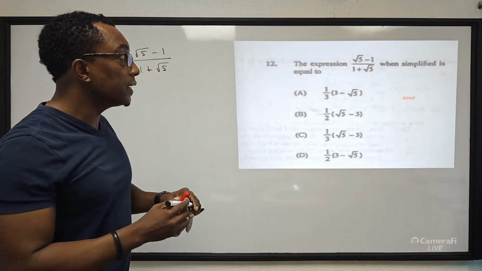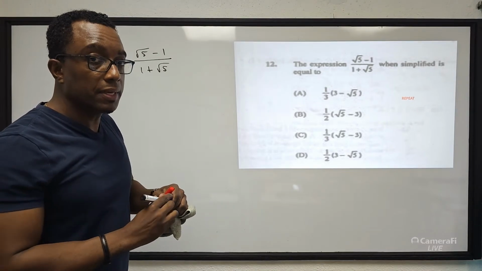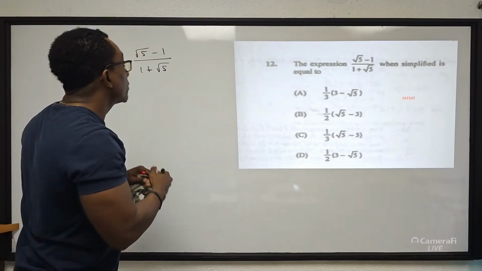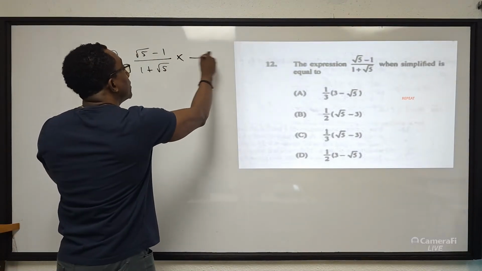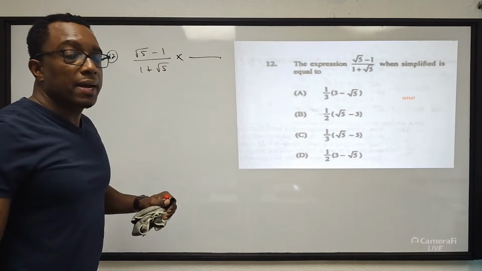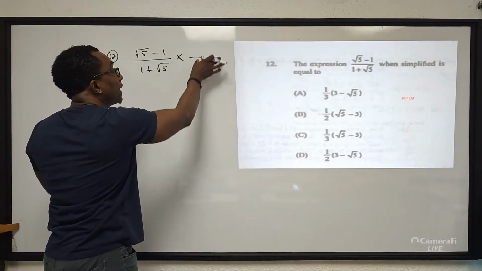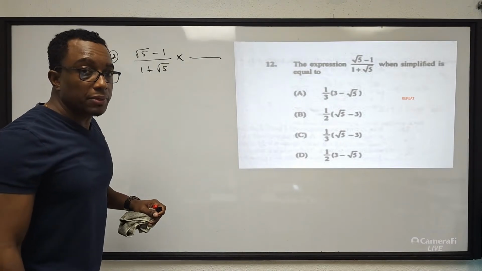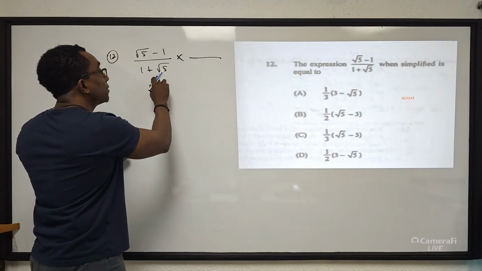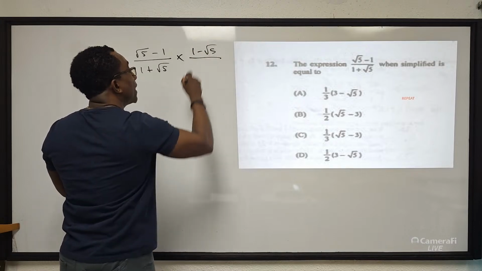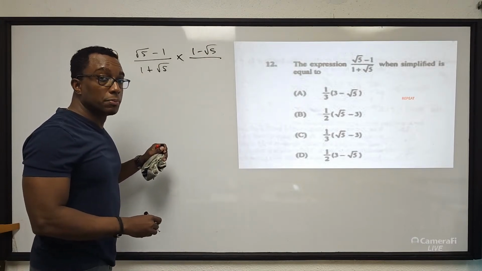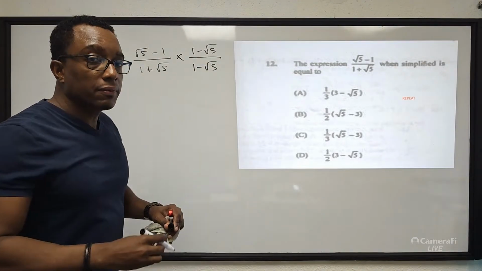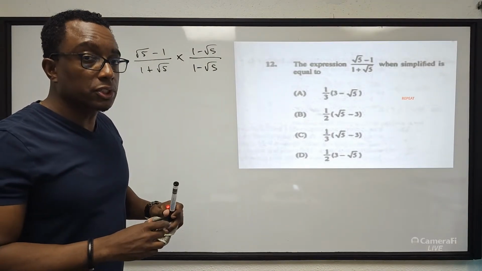Remember we have surds here and we never work with surds in the denominator. The surd in the denominator is the square root of 5. To remove it, we have to rationalize by multiplying this fraction by another fraction whose numerator and denominator will be the conjugate of this denominator. And what's the conjugate of 1 plus the square root of 5? It's 1 minus the square root of 5, which I write in the numerator of that fraction, and also in the denominator of that fraction.